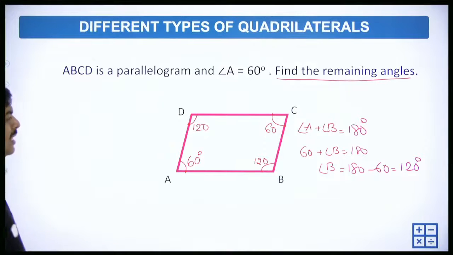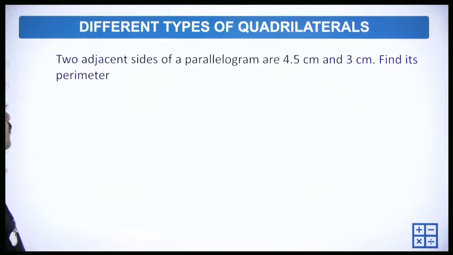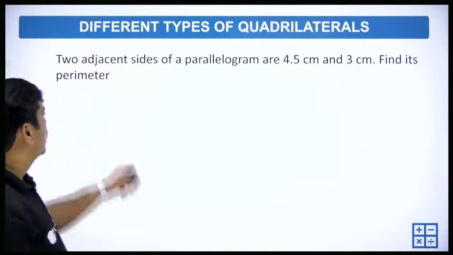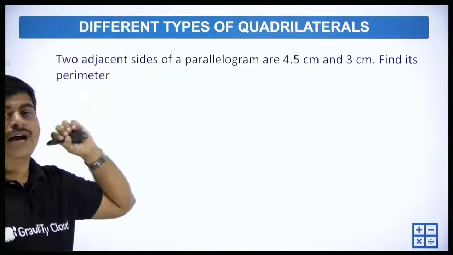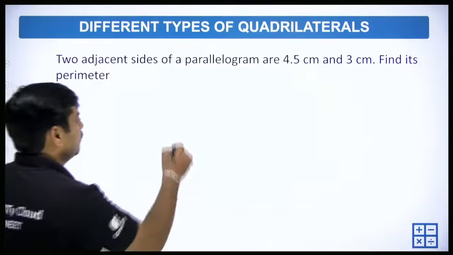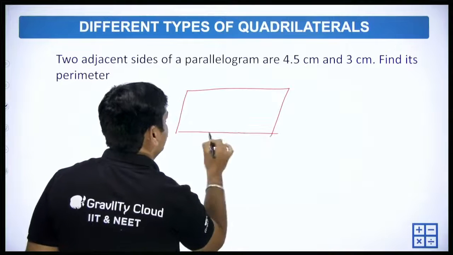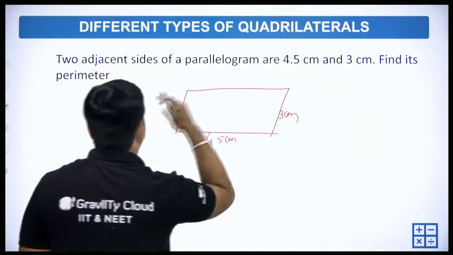Let's go for one more approach of the same concept. Two adjacent sides of a parallelogram are 4.5 centimeters and 3 centimeters. Find its perimeter. One side is 4.5 centimeters, the other is 3 centimeters. Now, the question is to find its perimeter.